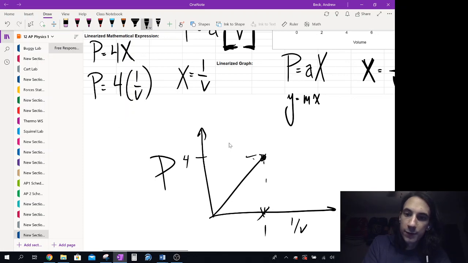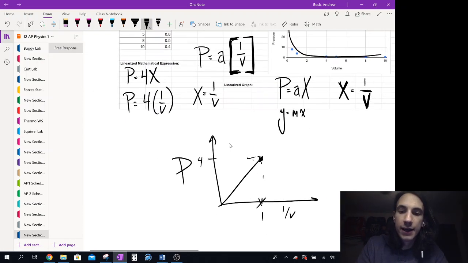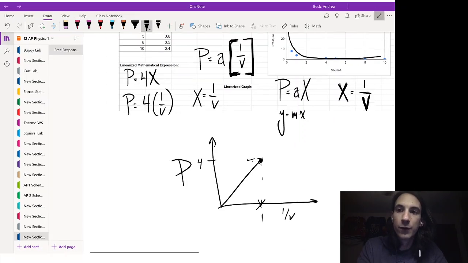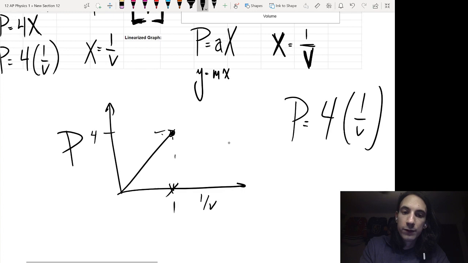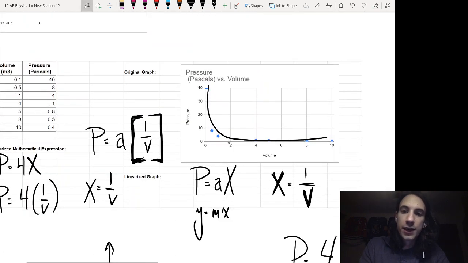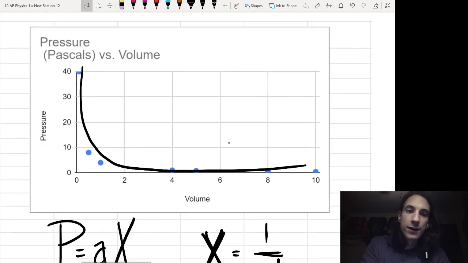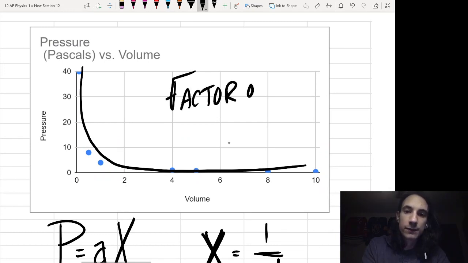If we look at this graph, we'd be able to immediately see that as 1 over v increases, our pressure is going to increase, and it looks like it's changing at a factor of 4. So we could say immediately p equals 4 times 1 over v. We could do that pretty easily based on our new graph. If we came across the original graph, it would be very, very difficult to figure out this change factor. That's a very difficult thing to do.